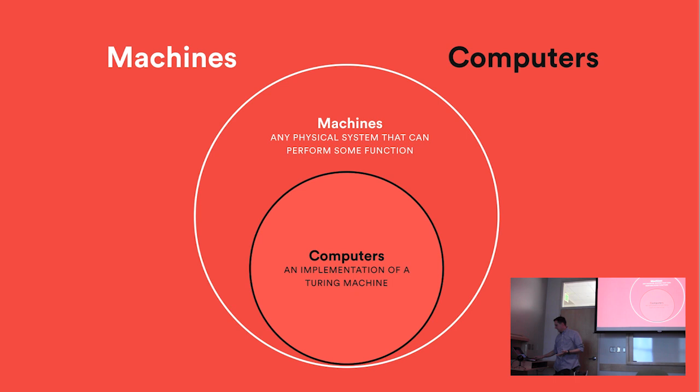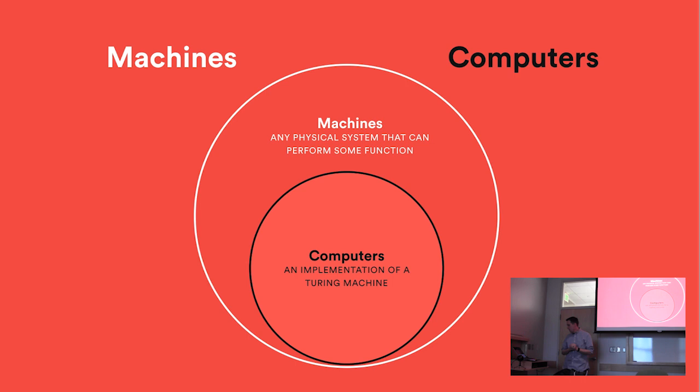All right, well, this is the last distinction between computers and machines. One way to think about computers and machines is that machines are something that can perform any function, or a certain function, some physical system, right? But computers are a type of machine. And computers, formally defined, are an implementation of a Turing machine.